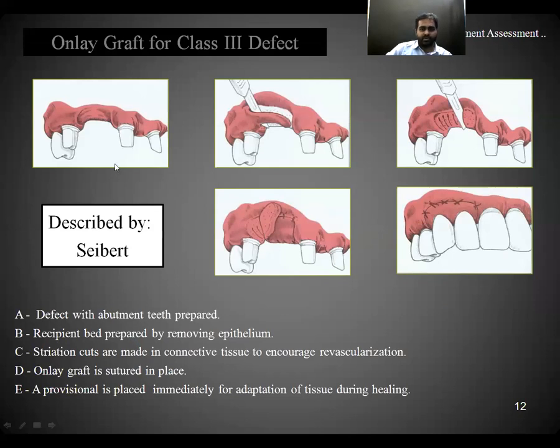So now we have the graft for class 3, which is given by Seibert. It is a very difficult technique. It is a very sensitive technique to do actually. Okay, in this technique, we have to increase the height and the width. So basically, it is done in the compromised patients, like when we don't have the height and width of the patient. Basically, the defect with the abutment.